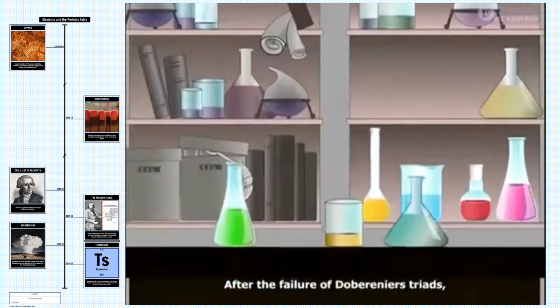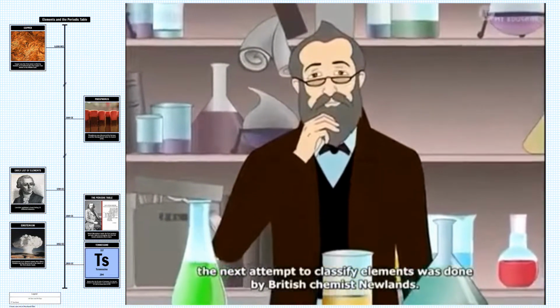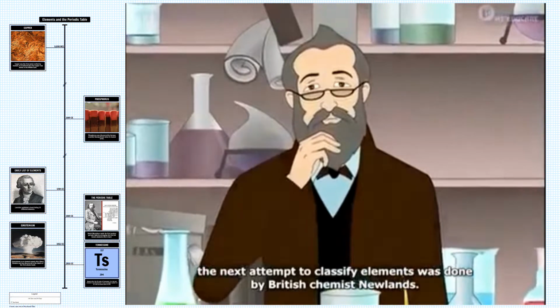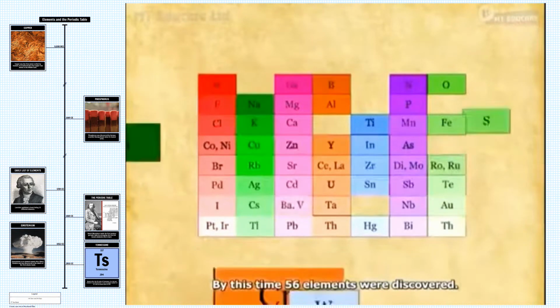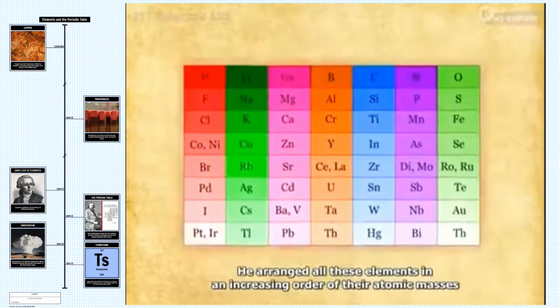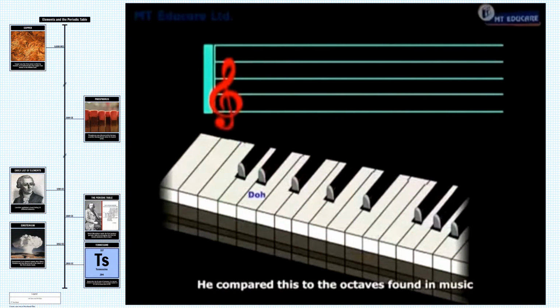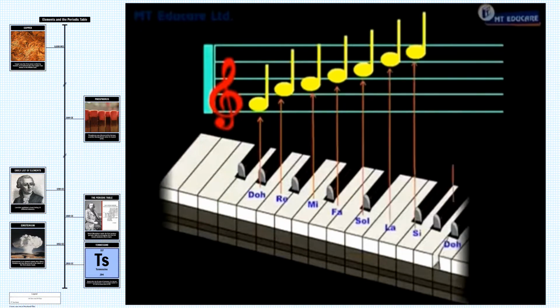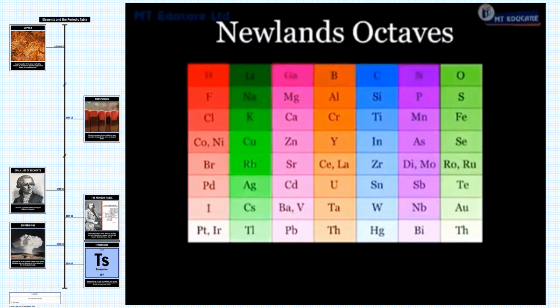After the failure of Dobereiner's triads, the next attempt to classify elements was made by the British chemist Newlands. By this time, 56 elements were discovered. He arranged all these elements in increasing order of their atomic masses and found that every 8th element had properties similar to that of the first. He compared this to the octaves found in music, and therefore this classification was known as Newlands' octaves.